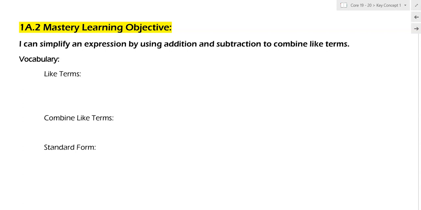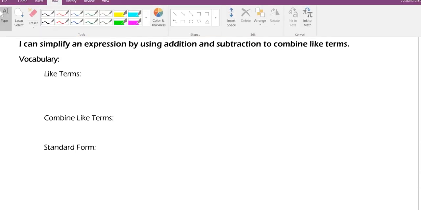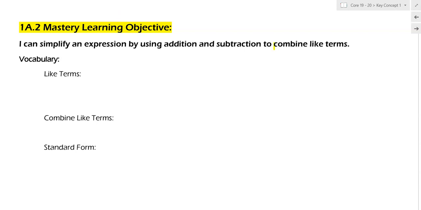All right, we are now looking at 1A.2 Mastery Learning Objective. And our Mastery Learning Objective is, I can simplify an expression by using addition and subtraction to combine like terms. Okay? So the biggest part of this is this combine like terms. That's really what we're going to be looking at today. Okay?